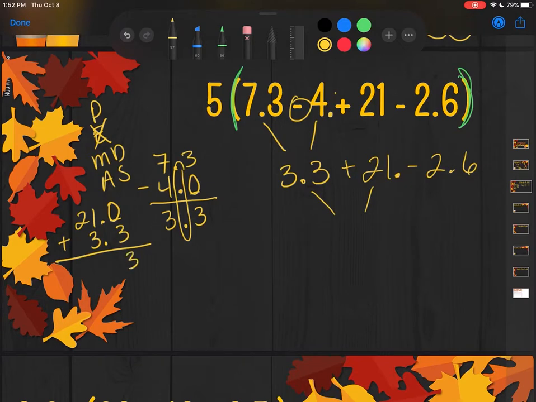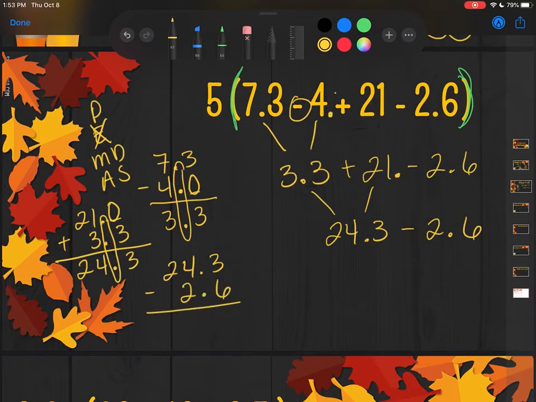So I'm going to do 0 plus 3 is 3. 1 plus 3 is 4. 2 by itself is 2. Make sure your decimals are lined up, which they are. So my decimal and my answer goes down there. And I'm left with 24.3. So now I've got 24.3 minus 2.6.